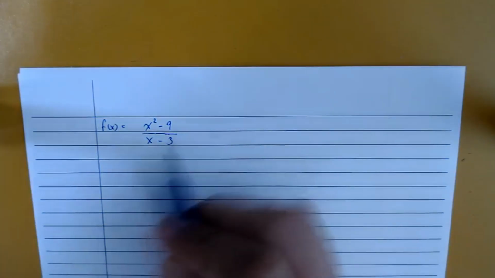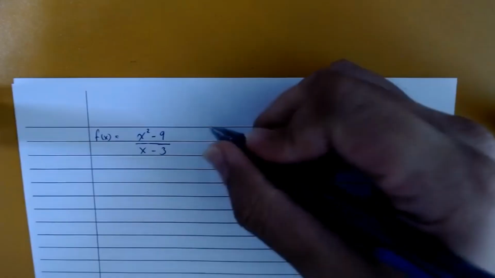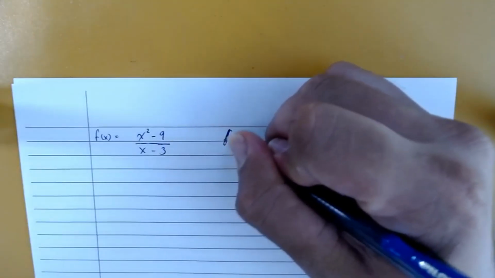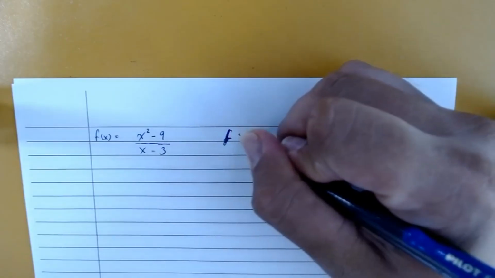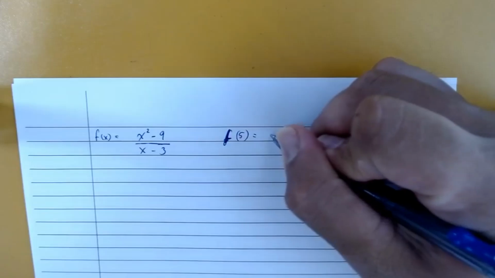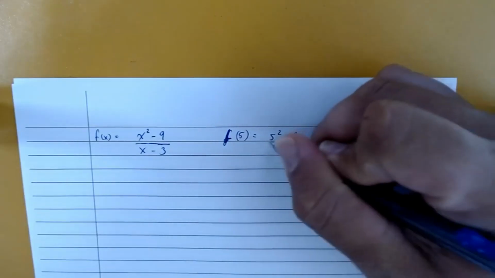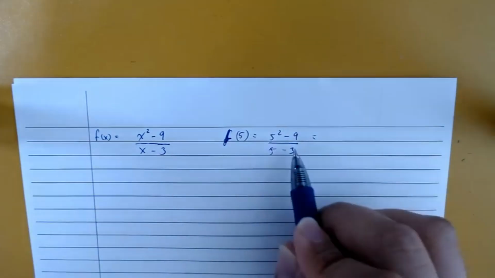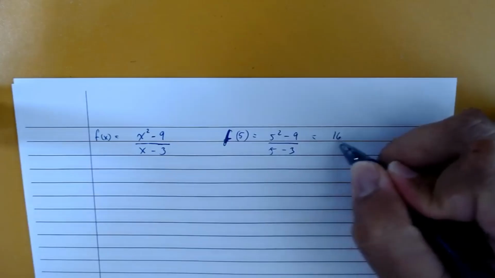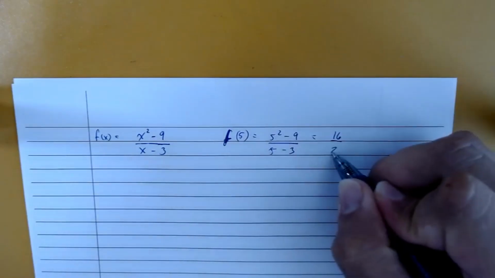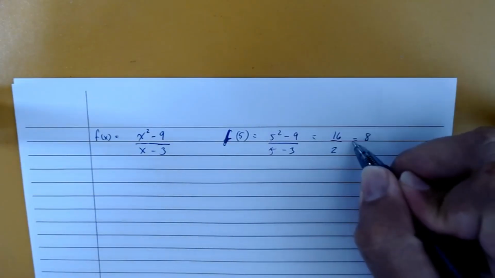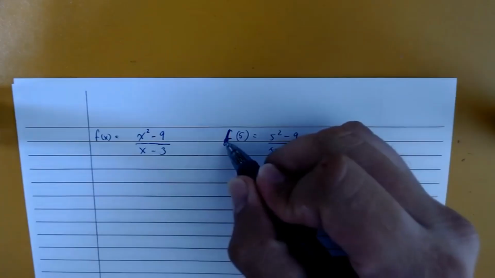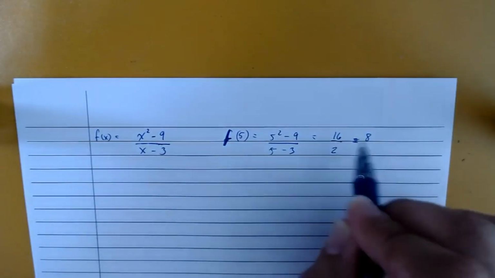Okay, and now I could plug numbers into this function. I can find f of, let's say, 5, and that would simply be 5 squared minus 9 over 5 minus 3. Well, 25 minus 9 is 16, and 5 minus 3 is 2, and that would give us 8. And I could do that with just about any number. I can plug in most numbers and evaluate.